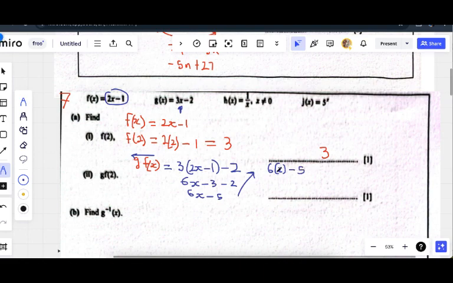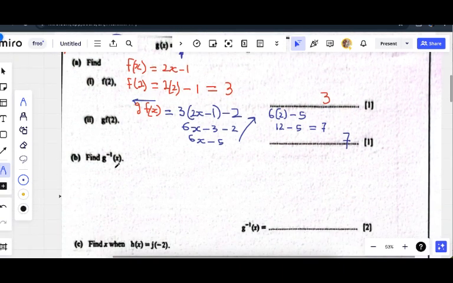So you have 6 times 2, you get 12. 12 minus 5, we get 7, right? So this composite function equals 7. You also get another 1 mark. Okay? This one is supposed to be 2 marks because it's a bit intense compared to the other one. So this one is 7. So we go to the next one.